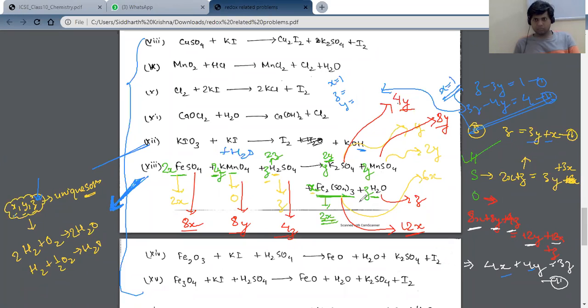Sir, z is 3 by 2. Are you sure? Yes, sir, I'm getting that. And y is? No, sir, I just made a mistake. So the second equation is 3z minus 4y equals 4. Yes.